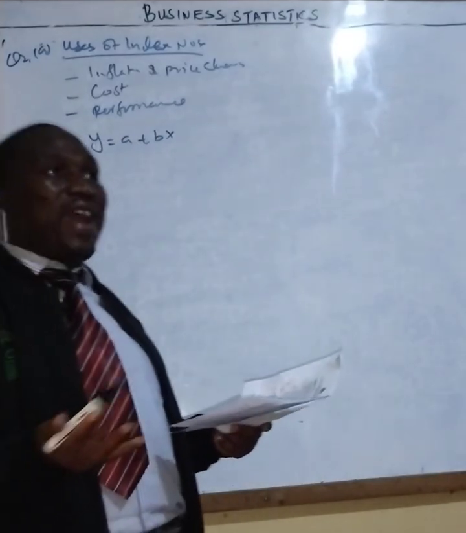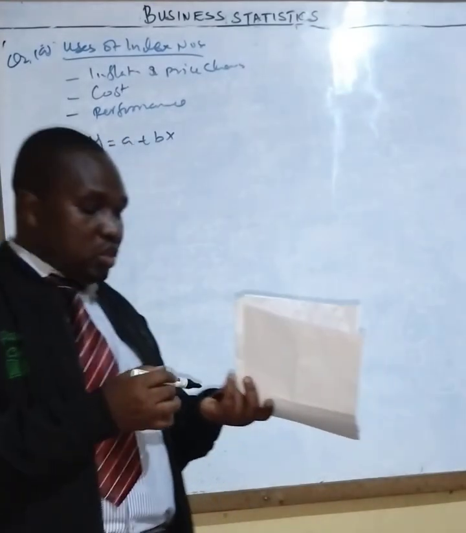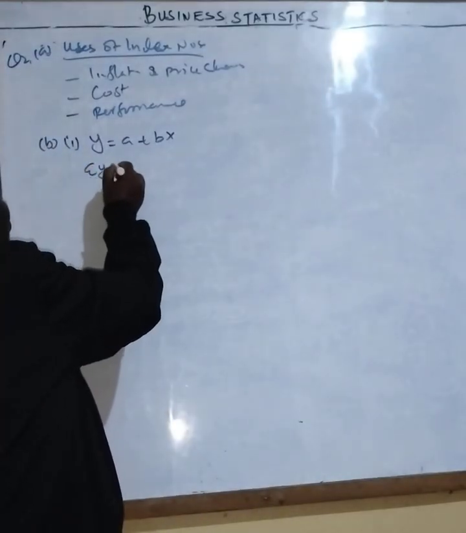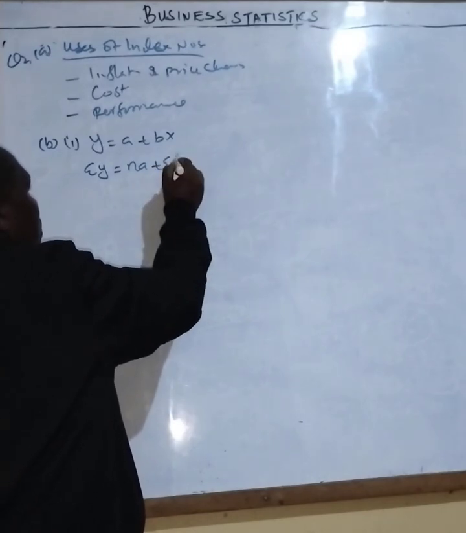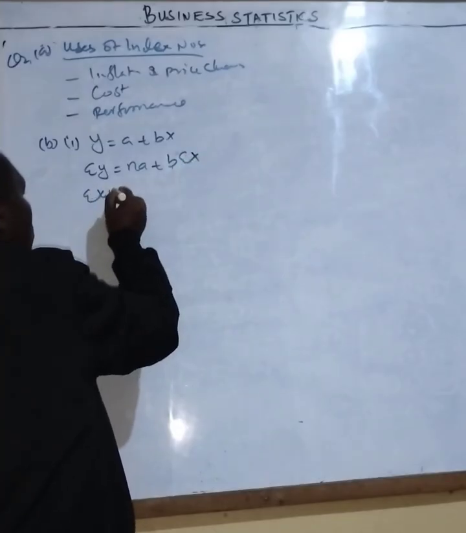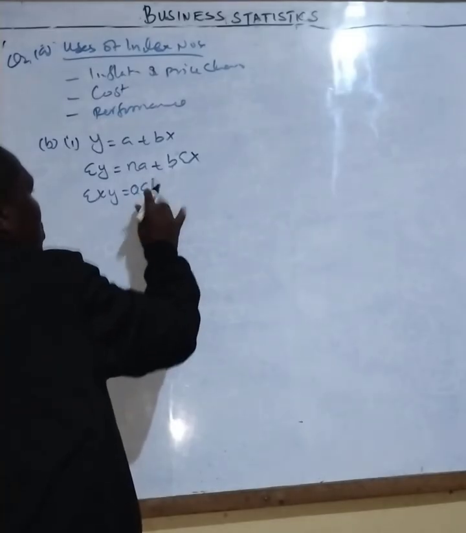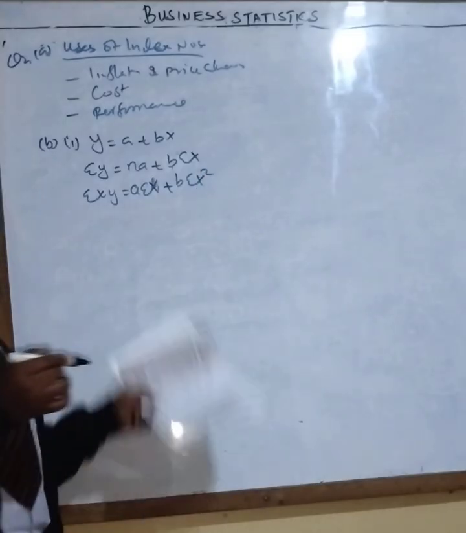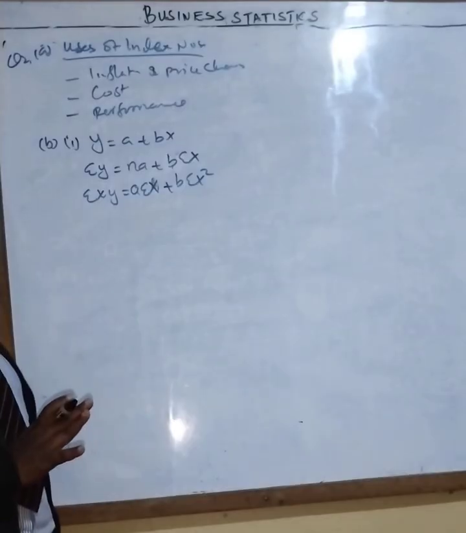So for my previous videos, I want to use the same concept that I have in my video so that I don't confuse you. In this case, I can now say summation of y equals na plus b summation of x. Then summation of xy equals a summation of x plus b summation of x squared. This is what is in my YouTube. So we can use this to solve this problem.